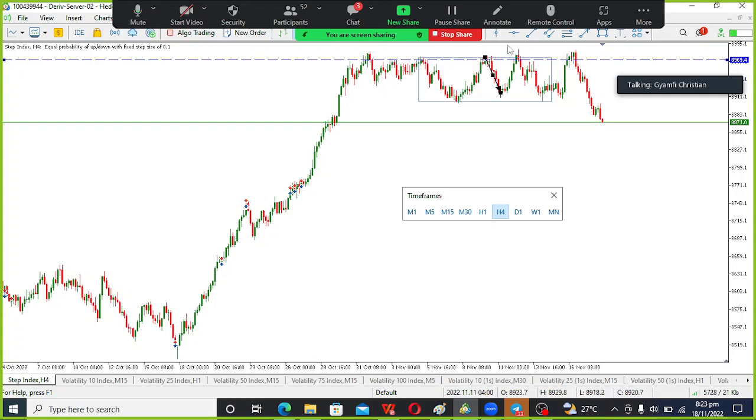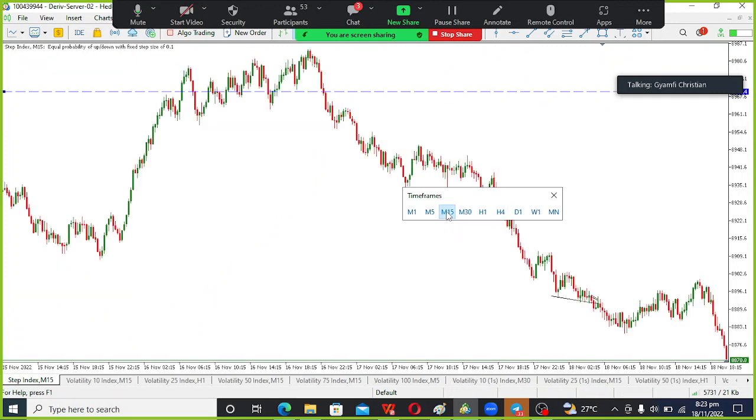So after analyzing or finding a direction on a higher time frame, you also need to switch to the lower time frame to see how the market is behaving, whether there would be a pullback somewhere or whether the market is actually in the same direction that you want to go for. So if you get a sell on a higher time frame, maybe H4, it doesn't mean you should be on the same H4 to pick an entry.